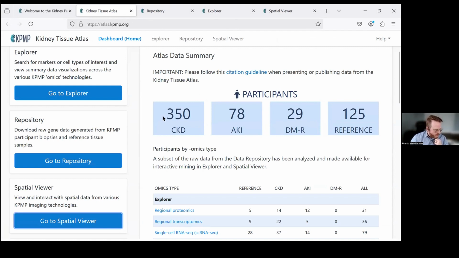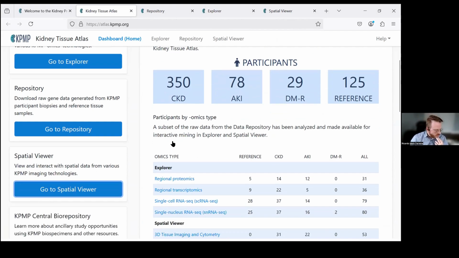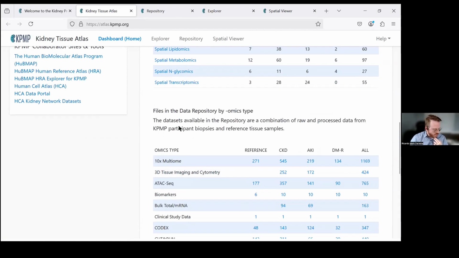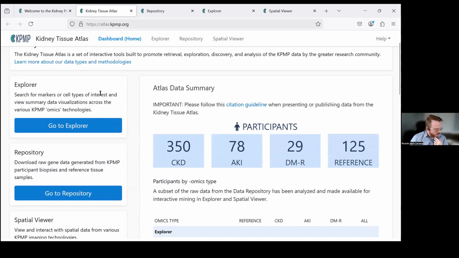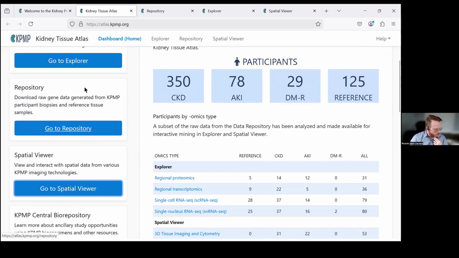So we have 350 CKD participants, 78 AKI, 29 that are patients with diabetic disease, but that have not developed diabetic kidney disease, and 125 reference samples. So you can see breakdown by technology on these particular samples. And then there's three main portions: the Explorer, the repository, and the spatial viewer.